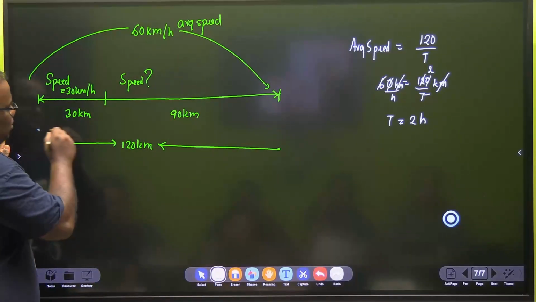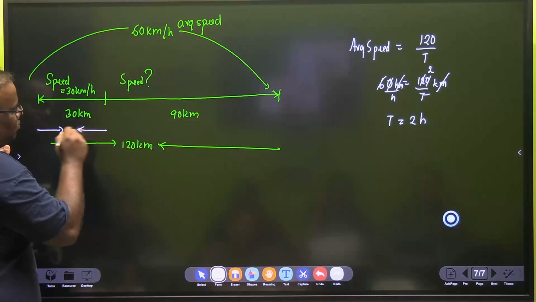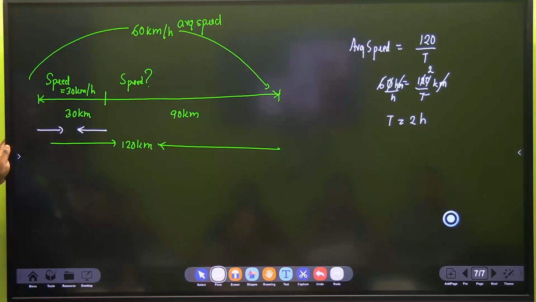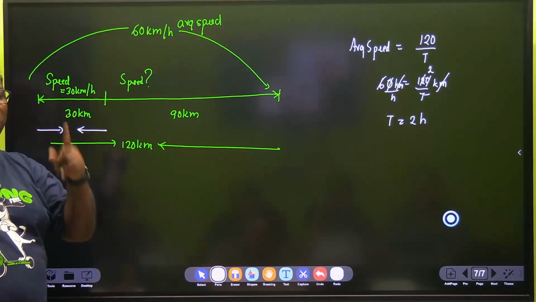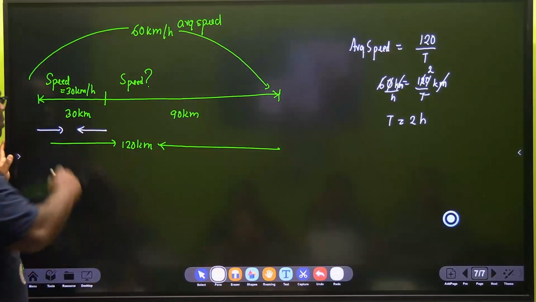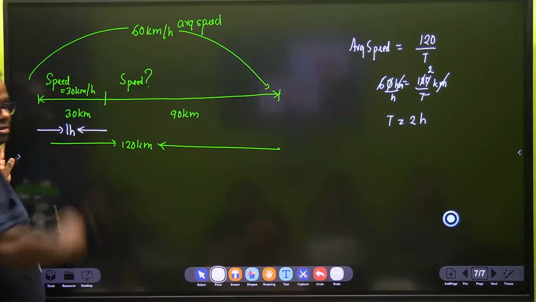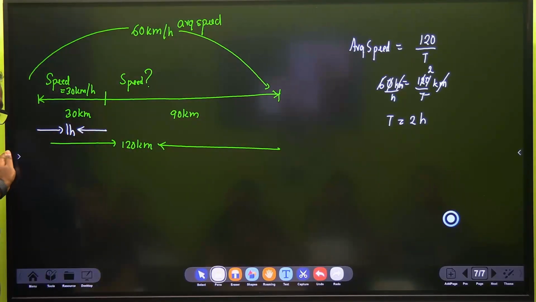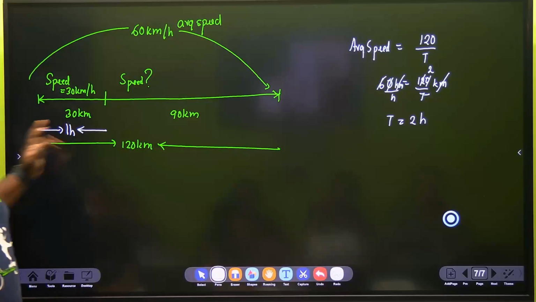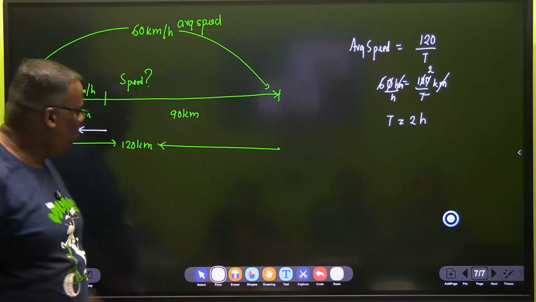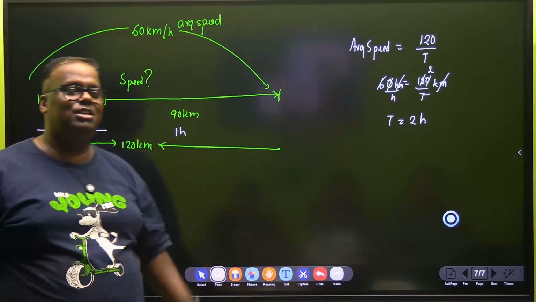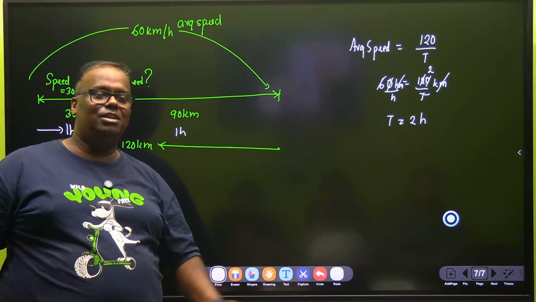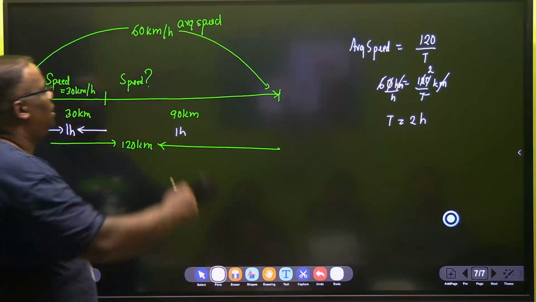How much time did you take from here to here? Tell me. 30 kilometers per hour means in 1 hour you will go 30 kilometers. So how much time did you take? 1 hour. Your total journey time is 2 hours, so how much time is left? 1 hour is left for you. So in 1 hour you have to cover how much? So what speed should you maintain? Just 90 kilometers per hour.